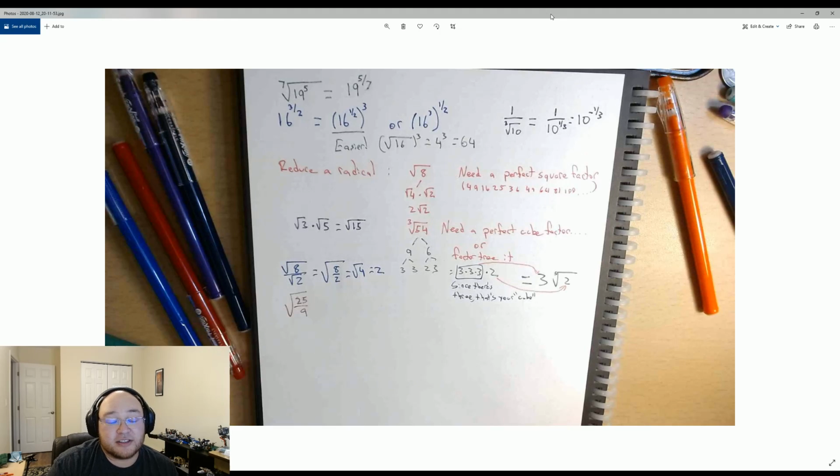You can also do this the opposite way. Square root of 25 over 9, turn it into 2 separate ones because we know the square root of 25 is 5 and the square root of 9 is 3. So then it just turns into 5 over 3.